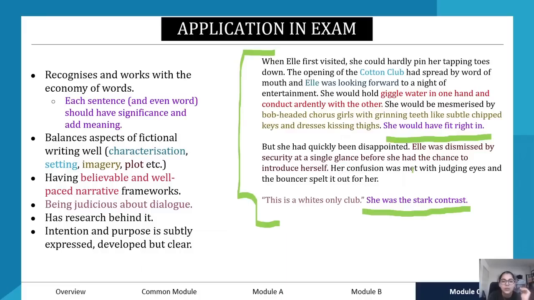So here we can see that the intention is to showcase to some extent how this main character, Elle, is essentially subject to racism. She's subject to discrimination, and it showcases her experiences as an African American individual who is discriminated against, who can't go to the same settings as white people can.